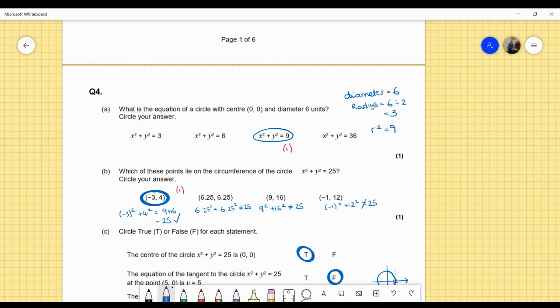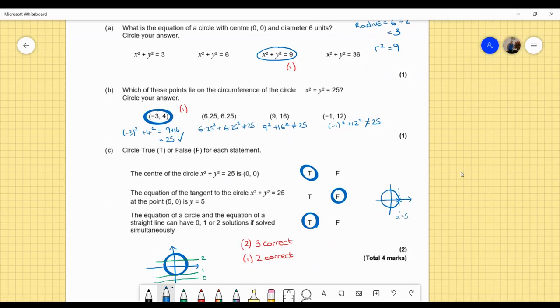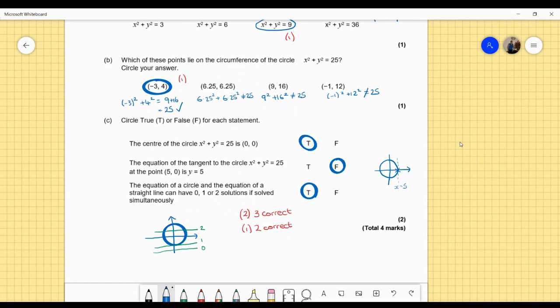not equal to there. Okay, and then for part C, we've got true or false for each statement. The centre of the circle x squared plus y squared equals 25 is 0, 0. Well, any circle equation in this format with just x squared and y squared in it always has a centre at 0, 0, the origin, so that is true. The second one, the equation of the tangent to the circle x squared plus y squared equals 25 at the point 5, 0 is y equals 5.